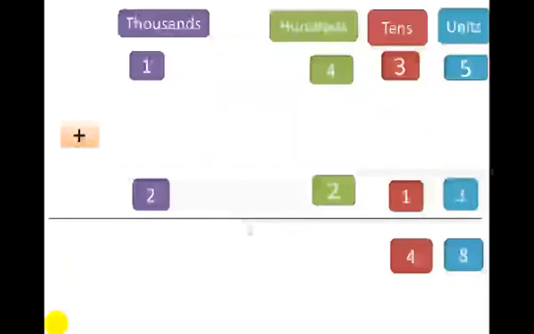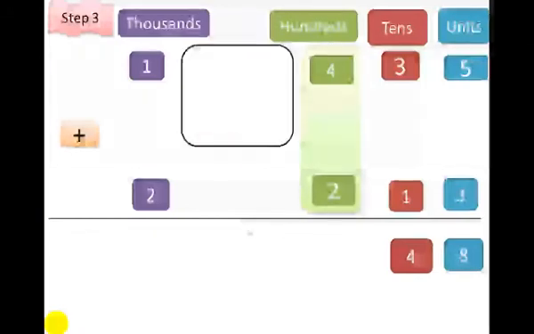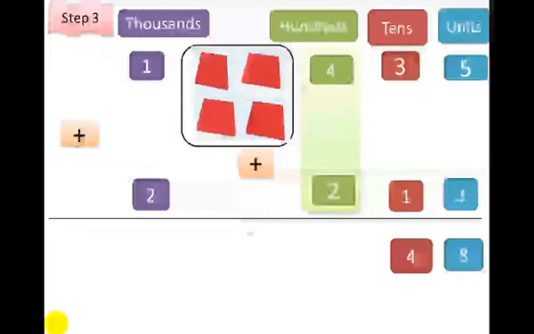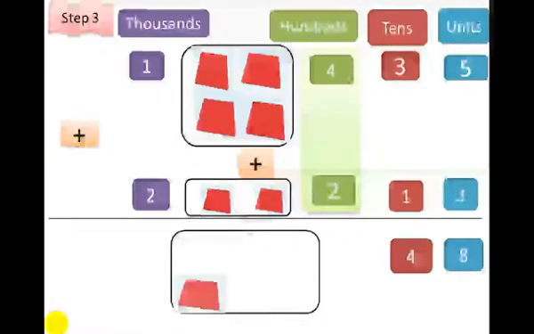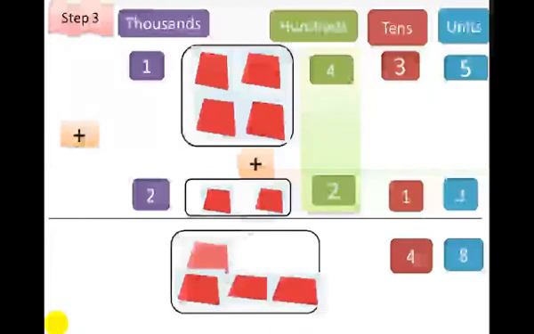Next, we add the digits in the hundreds place. 400 plus 200 equals to 100, 200, 300, 400, 500, 600. 600.